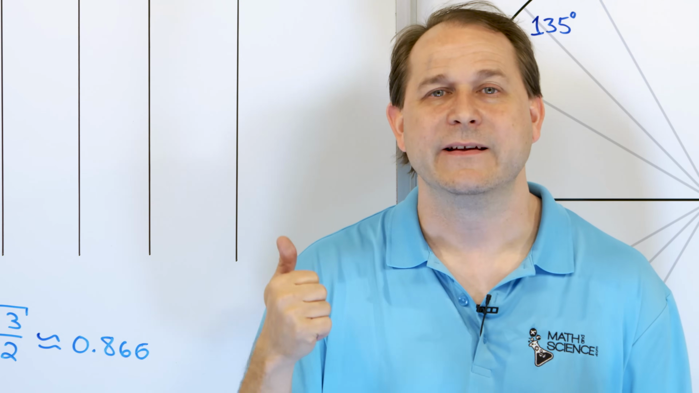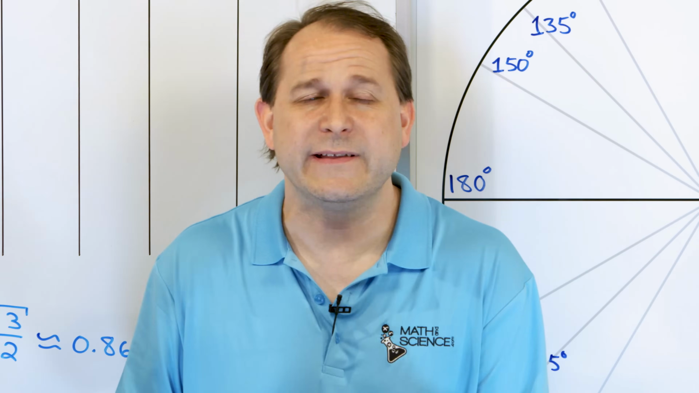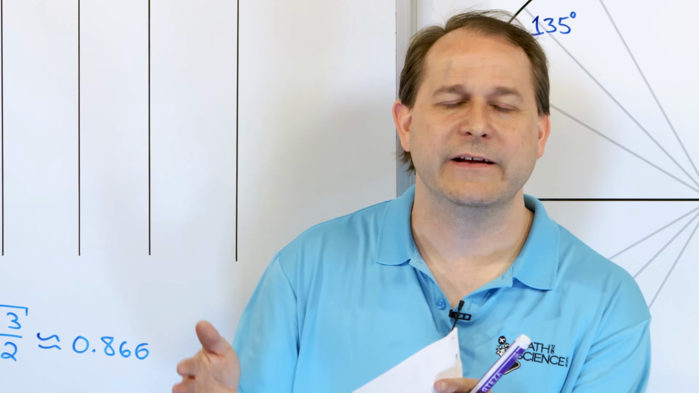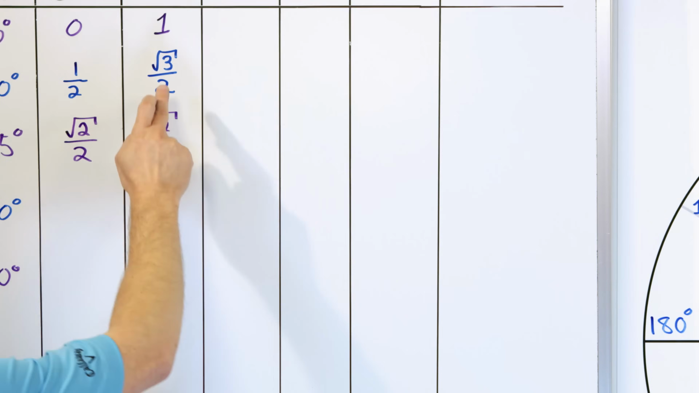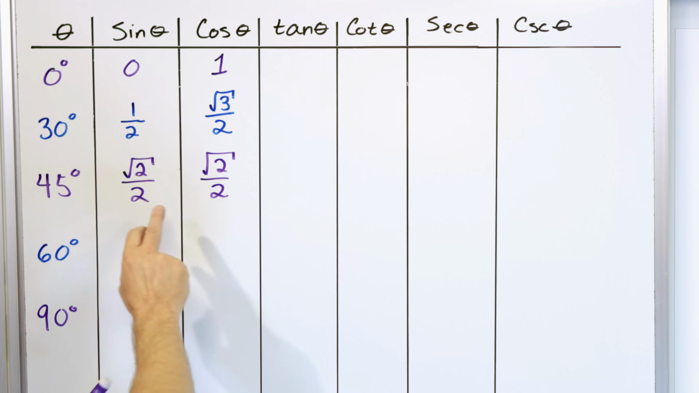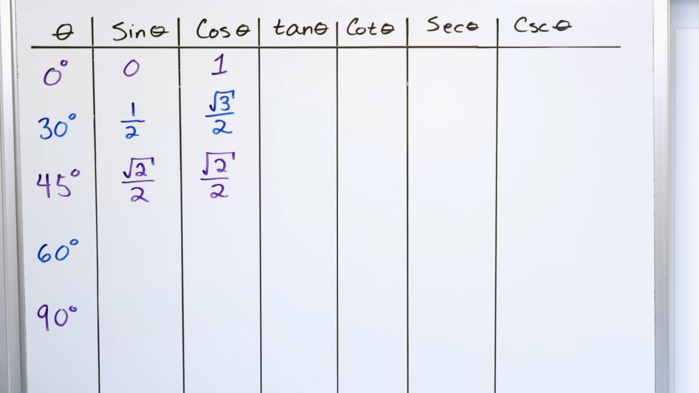How do you remember them? Sine of 30 is 1/2. The cosine of 30 then must be the other special number, which is square root of 3 over 2. Cosine of 30 is square root of 3 over 2. For the 45 degree angle, you know that they have to be the same, and that same special number is square root of 2 over 2.